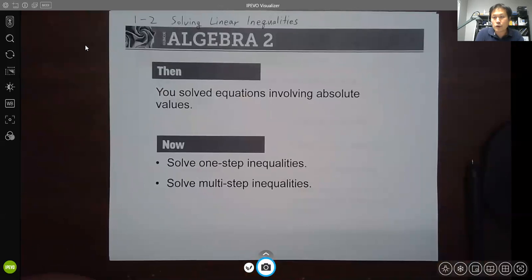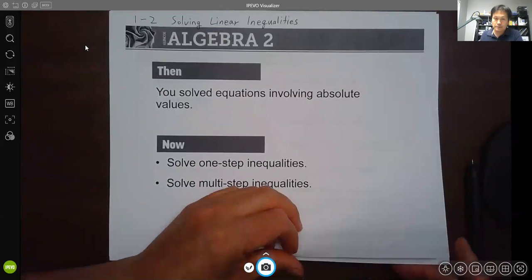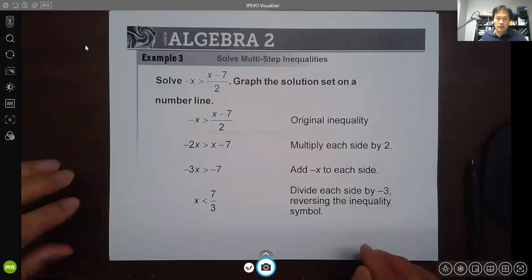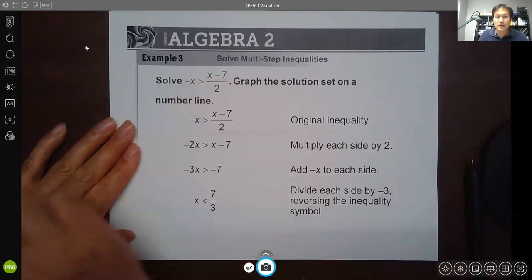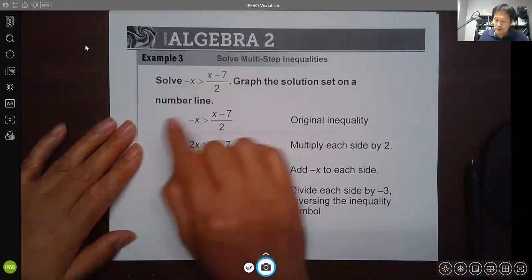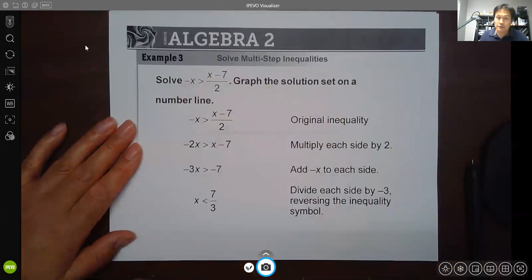Okay, that was a quick review of 1.1. Well, I say review because you learned it from Algebra 1. 1.2, solving linear inequalities. So solve minus x greater than (x minus 7) divided by 2. Graph the solution set on a number line.